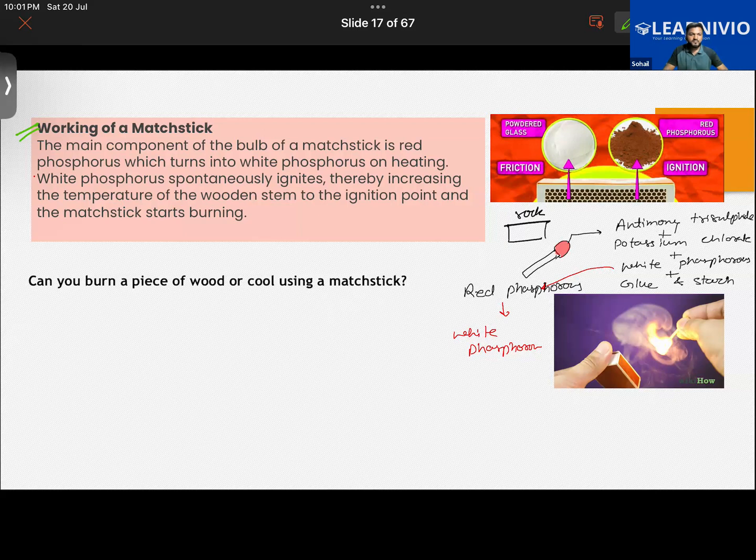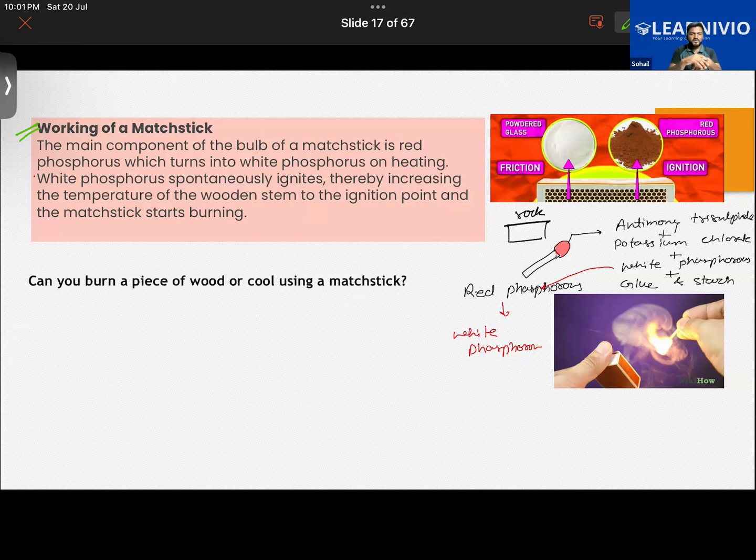Working of a matchstick. The main component of the bulb of a matchstick is red phosphorus, which turns into white phosphorus on heating. White phosphorus spontaneously ignites, thereby increasing the temperature of the wood stem to the ignition point, and the matchstick starts burning. It starts burning. Very good.